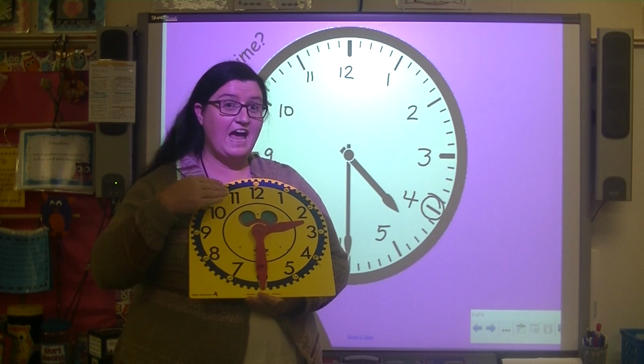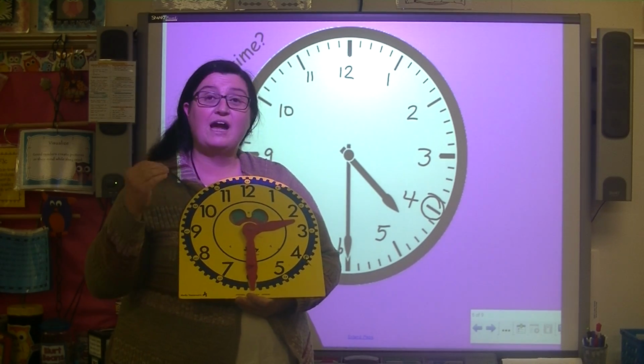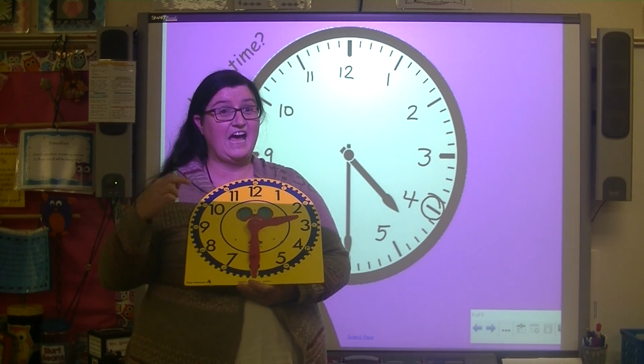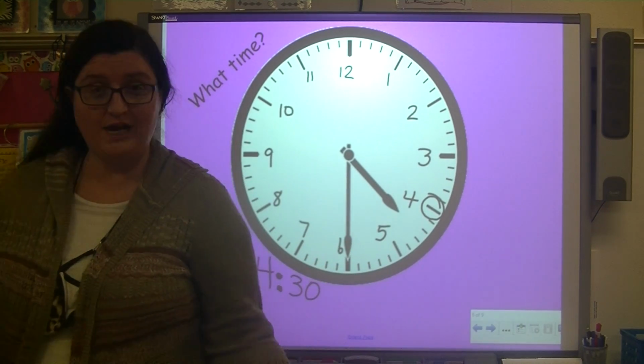Don't forget, half past means minute hand is on the 6 and your hour hand is between the two numbers. Half past. All right, keep practicing time.